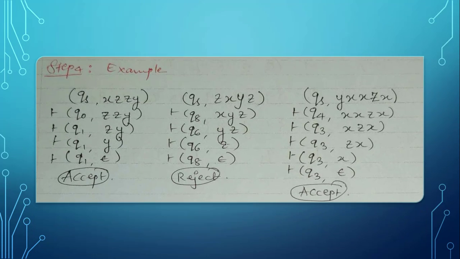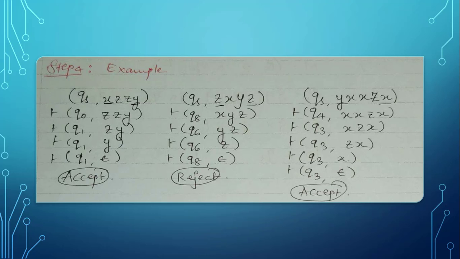Moving on to our step number 4, that is the example. So I have given 3 examples for your reference: starting and ending with different symbol, starting and ending with same symbol, starting and ending with different symbol. So you can just transit and check whether the given input string is starting and ending with different symbols.